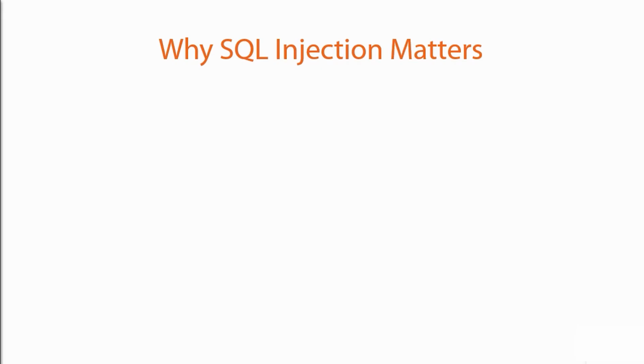Why does it matter? Why do we still care so much about this risk that's been around for so long? I want to break this down into 4 different categories. And the first one is discoverability. The thing about injection risks is that they are really, really easy to find. You can easily find injection risks very often by just typing a single character in a URL.